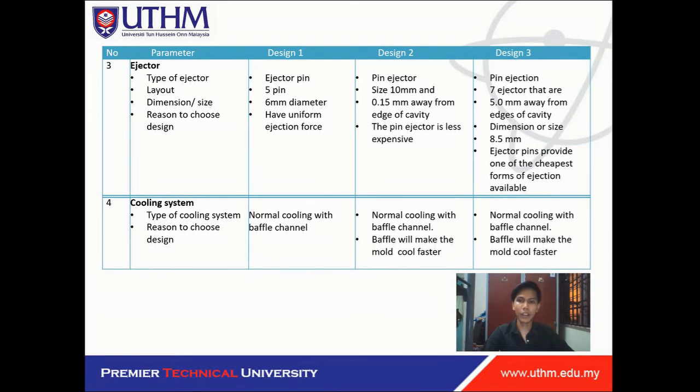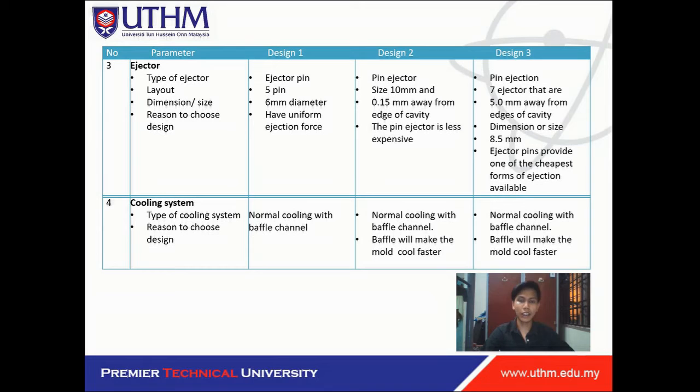Next, the parameters are the ejector and cooling system. For design 1, ejector pins are used, 5 pins, 6 mm in diameter, and they have uniform ejector force. For design 2, we are using pin ejectors of size 10 mm and 0.15 mm away from the edge of the cavity. The pin ejector is less expensive. It's the reason we are choosing it.